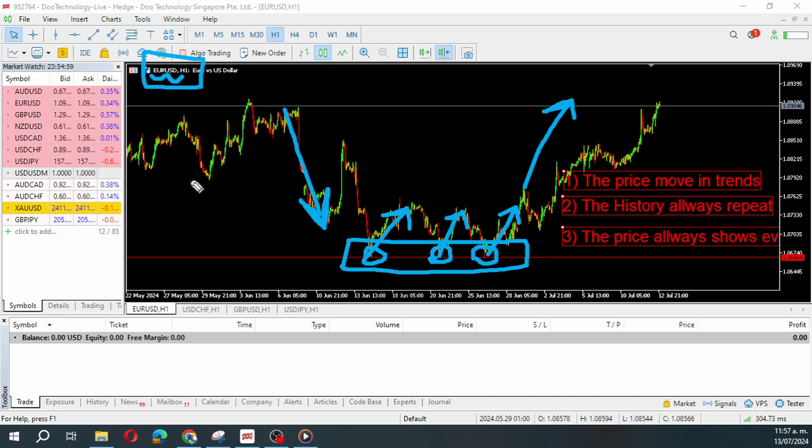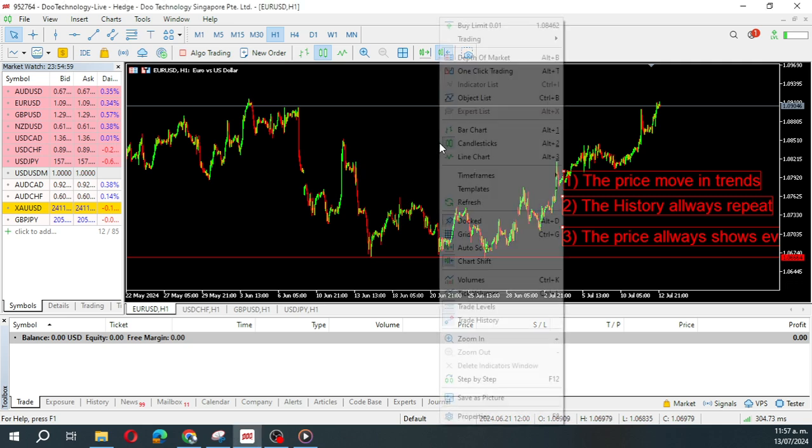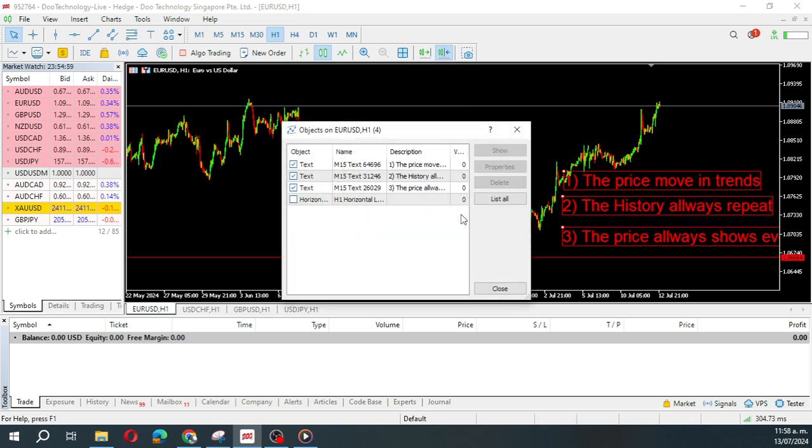Okay, so this should be clear. So these are the very basics about trading, right? So I'm going to erase this text. Okay, delete.